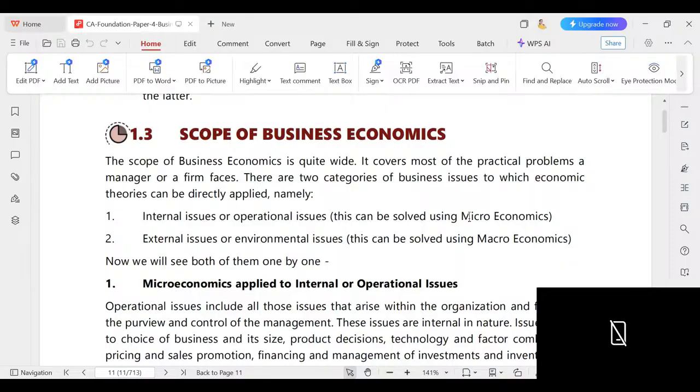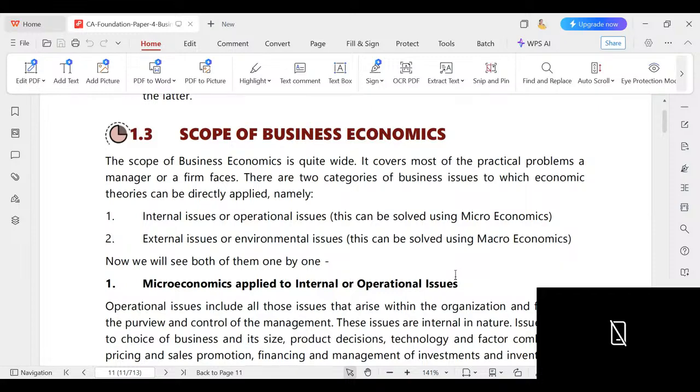There are two categories of business issues to which economic theories can be directly applied. What are they? First, internal issues, otherwise called operational issues. Within the company or within the campus, that is called internal issues. This can be solved using microeconomics because it is a part of it. And second, external issues. What is external? That is the environmental issues. This can be solved using macroeconomics. So the scope of business economics has two types, two categories: the first one internal issues, and the second one external issues.